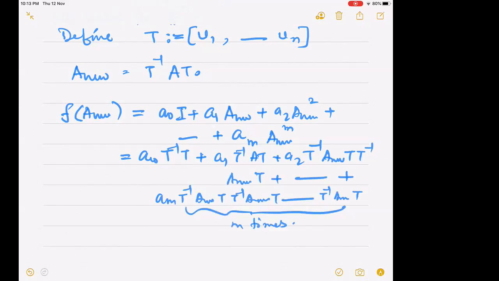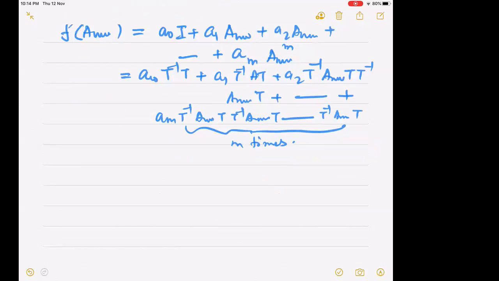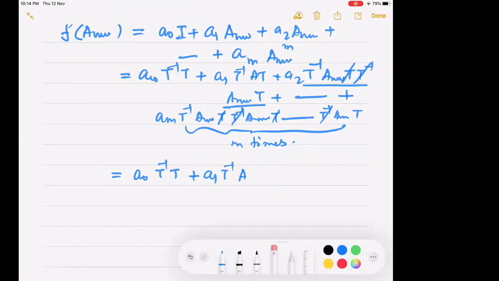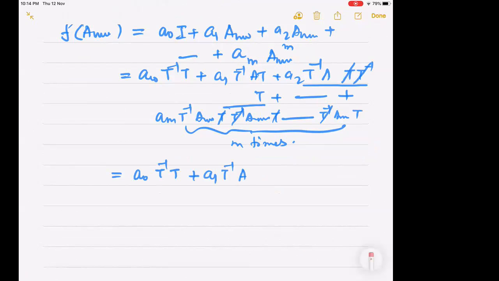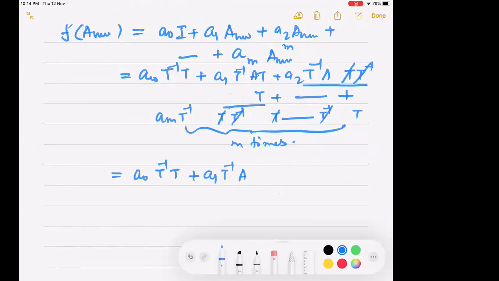Notice the fact that this t and this t will cancel out. Here also, in between, all the t's will cancel out. What we will be left with ultimately would be a0 t inverse t plus a1 t inverse, oh sorry, these nus wouldn't be there, of course, my bad. They're just a.